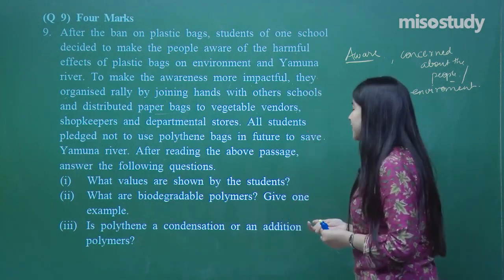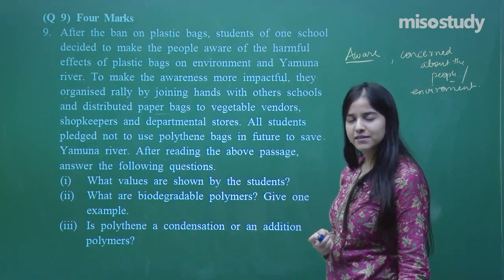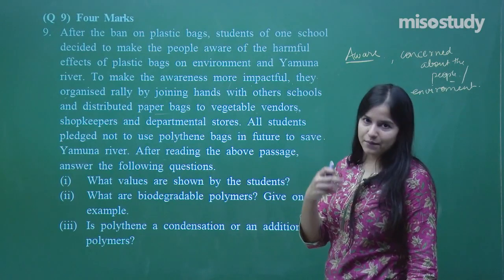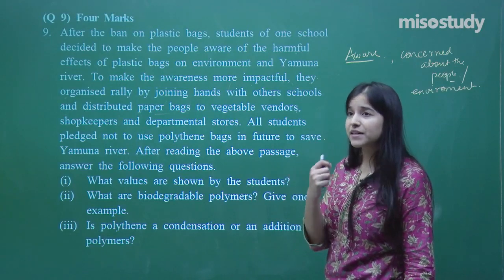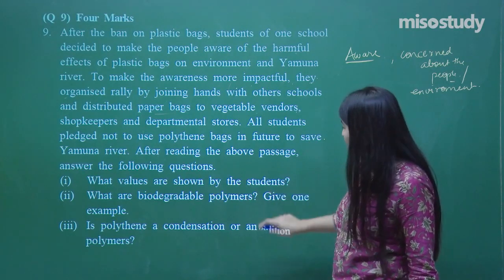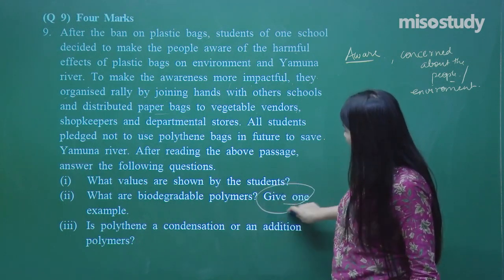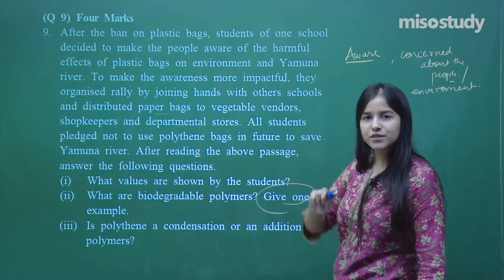What are biodegradable polymers? Can you give one example of that? Biodegradable means they can be degraded in the environment. They are not that harmful for the environment. They can be disintegrated by bacteria, right? And what example can you give over here? We already have done this. Can you recall what questions we have done?